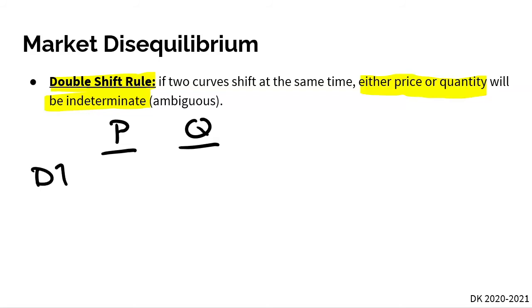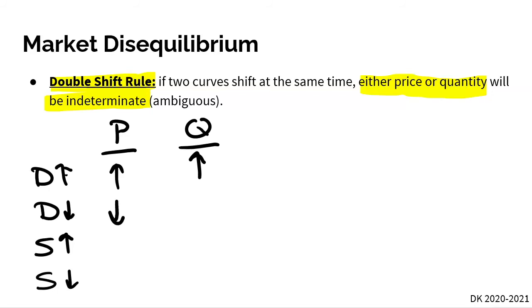We can have our demand increase, our demand decrease, our supply increase, and our supply decrease. These are our only 4 possible options here. If our demand increases, our price is going to increase and our quantity is going to increase, as shown on our graph on the last slide. Then if our demand decreases, our price and quantity are also going to decrease.